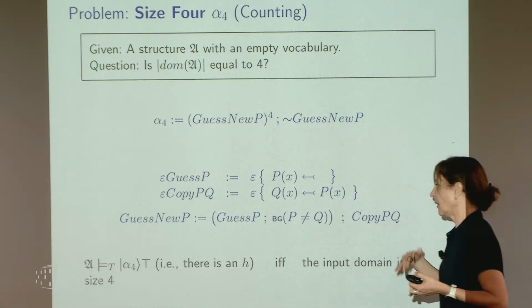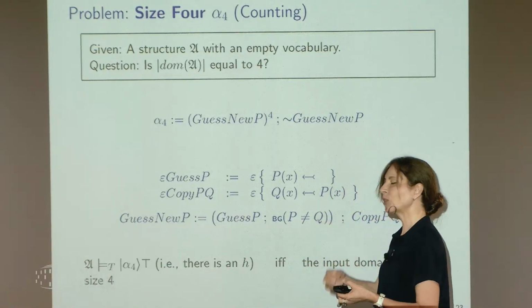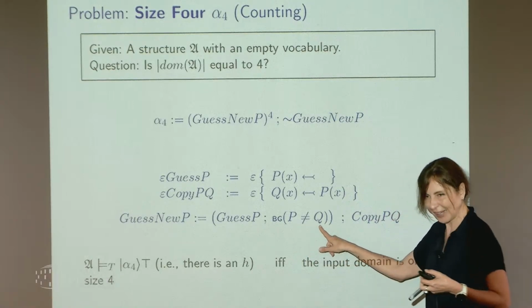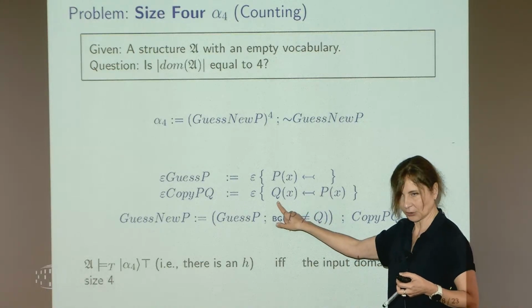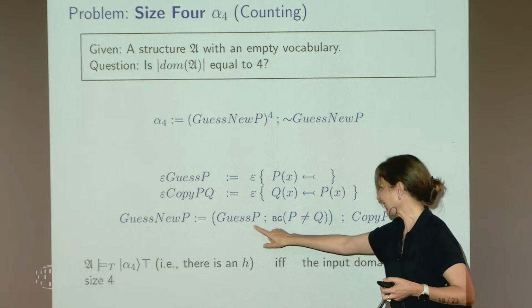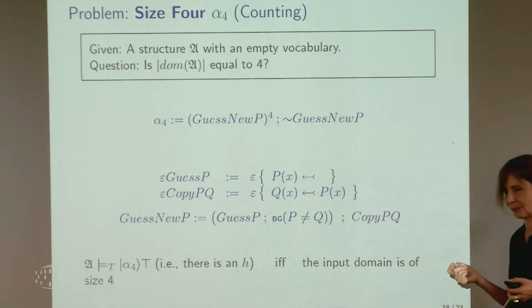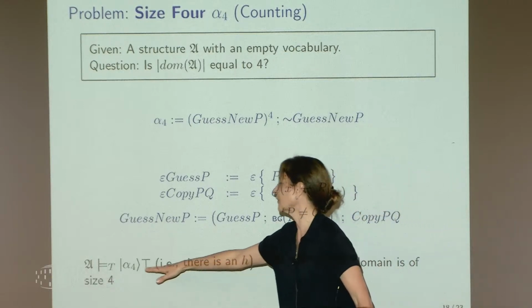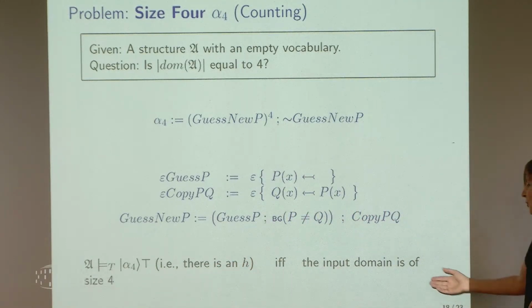How do we guess a new element? We guess an element and look backwards in the computation. Then the content of P now is different from anything before in Q. And remember, P is copied to Q. So these two tell us that what we guess is really a new thing. And then the main task, the answer to the main question, is true if and only if the input domain is of size 4.